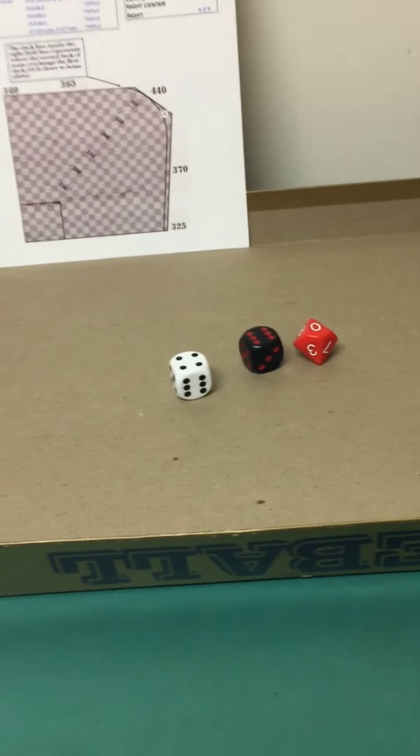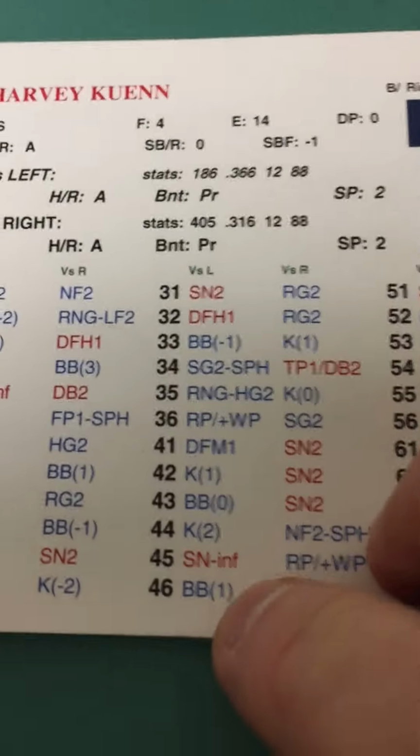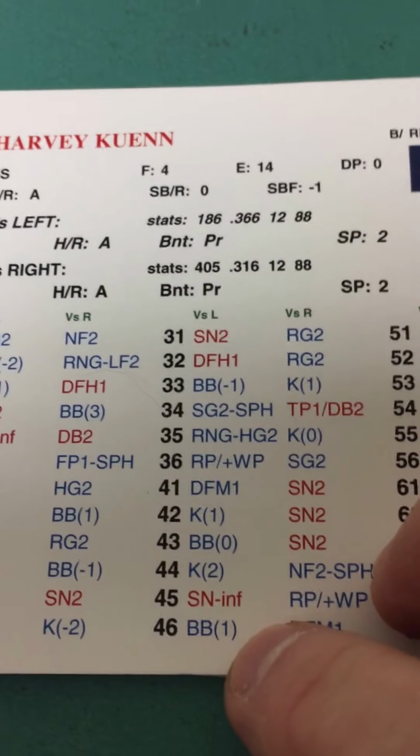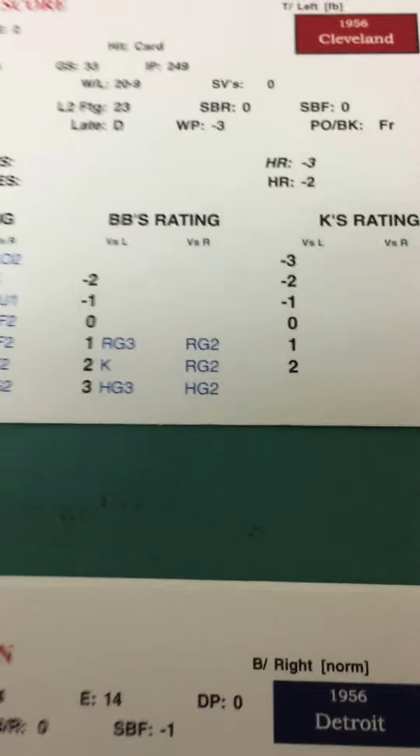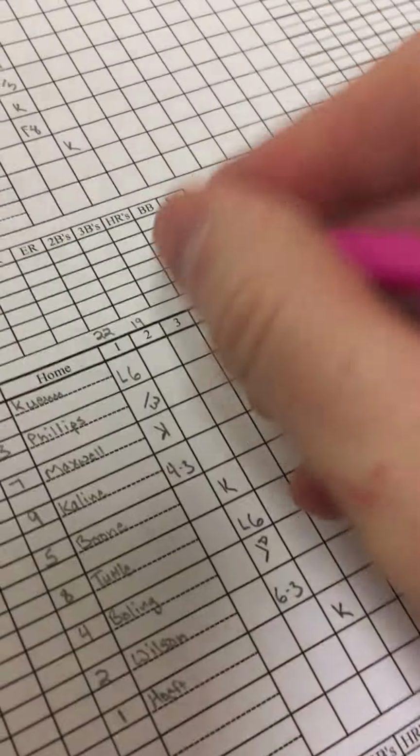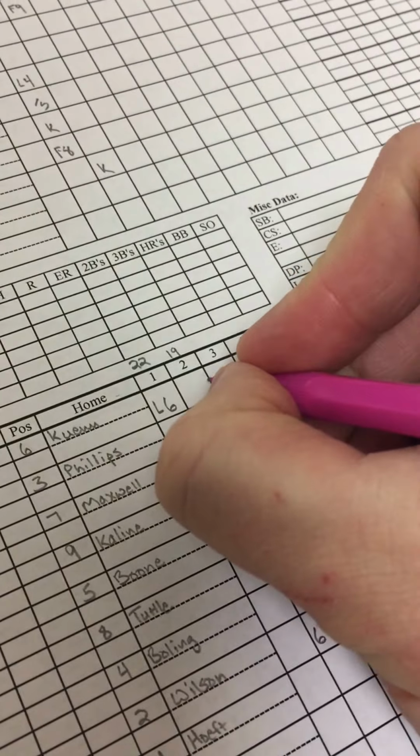46 and 0. So 46 versus left is a walk 1 for Harvey Kuenn, who is 0 for 1 with a line out. We go to walk 1. That's an RG2. Regular ground out to the shortstop. So he just hits a chopper to short, and Carrasquel throws him out. 2 away.